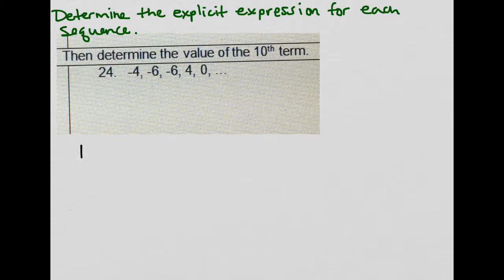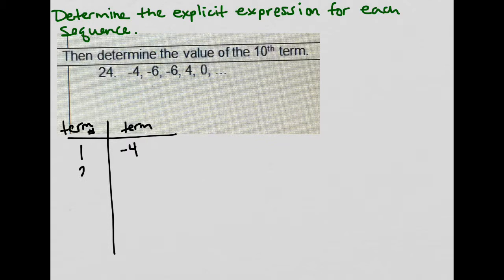So my first term here, so this is my term number, and that's the actual term. So my first term was -4. My second term was -6. My third term was -6. My fourth term was 4, and my fifth term was 0.